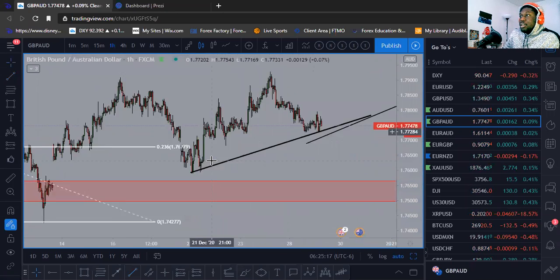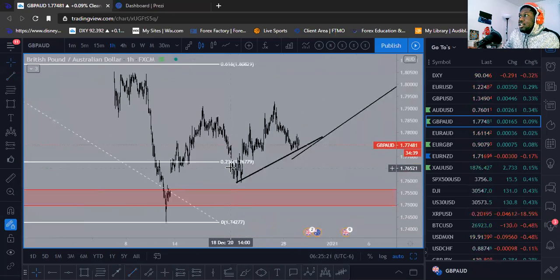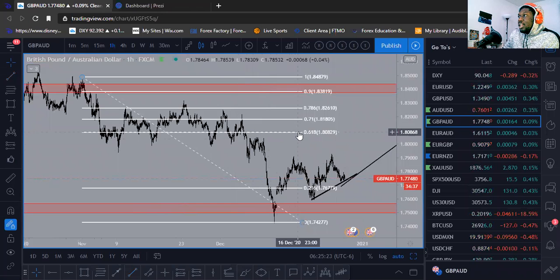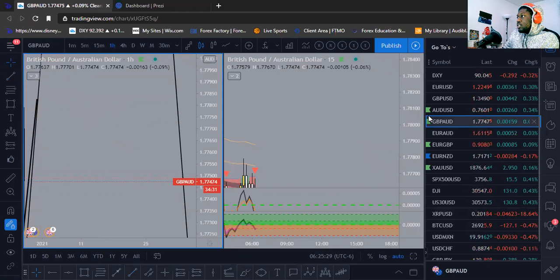I mean, that's holding. So if it holds right there, then absolutely you guys can take that buy. Like I said, I want this 61.8 retest at least and then a push to the downside. Let's go on over to arbitrage and see what Arby has.